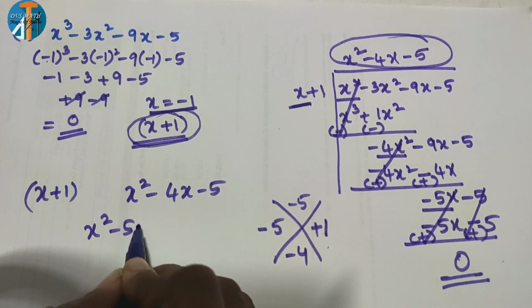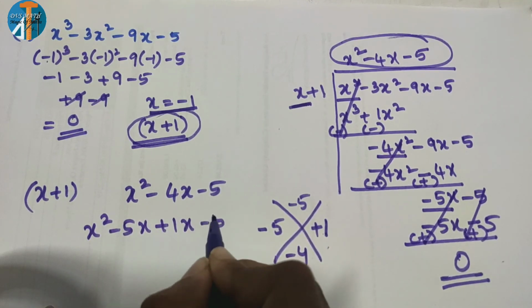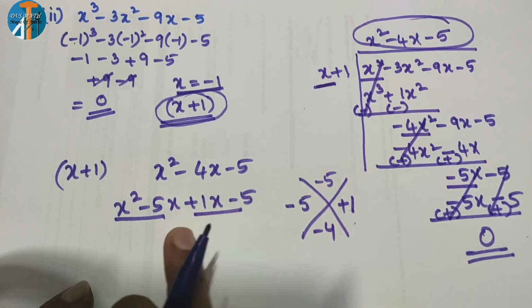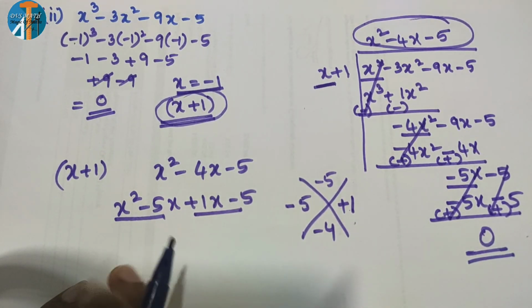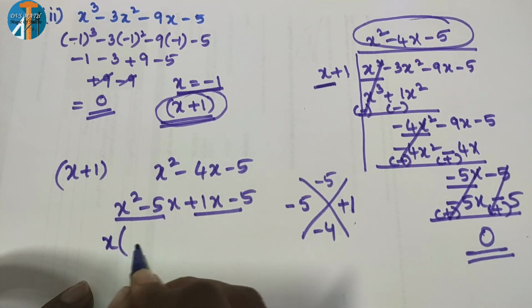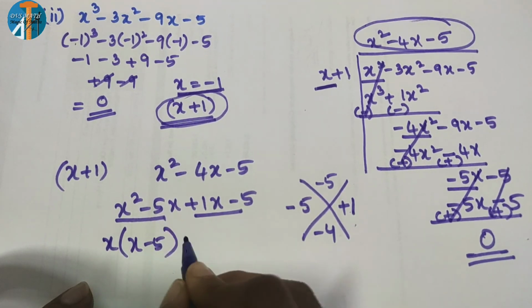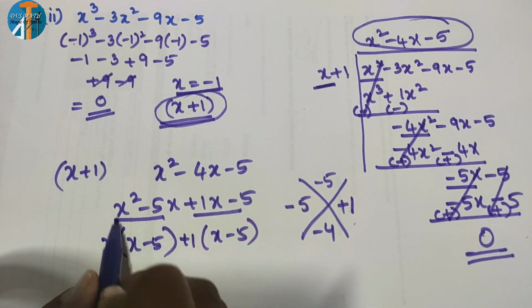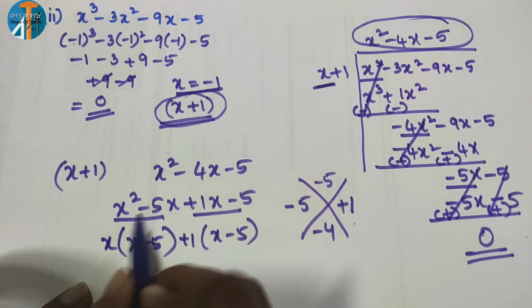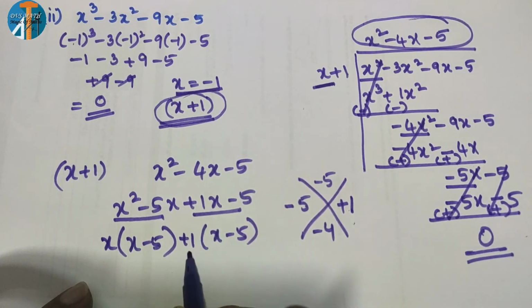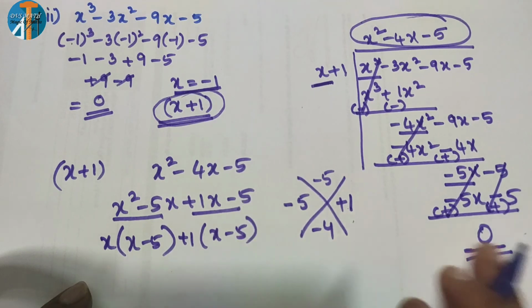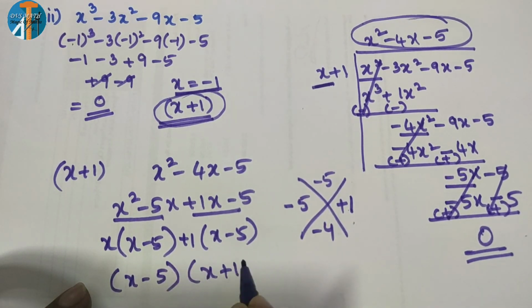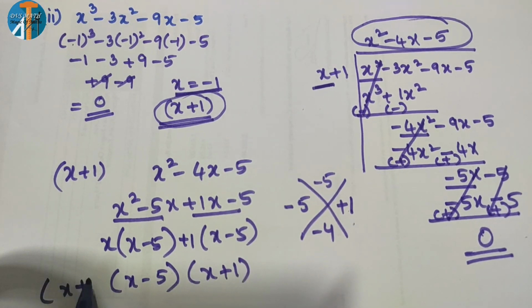x square minus 5x plus 1x minus 5, separating the terms as we did in question number 4. Again I am not explaining this in detail. By splitting the term and taking x as a common factor, x minus 5, and plus 1 times x minus 5. You can check it: x into x is x square, minus 5 into x is minus 5x, plus 1 into x is plus 1x, plus 1 into minus 5 is minus 5. So which is the common factor? x minus 5 again, and x plus 1.